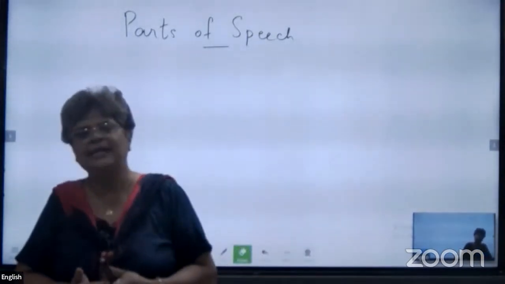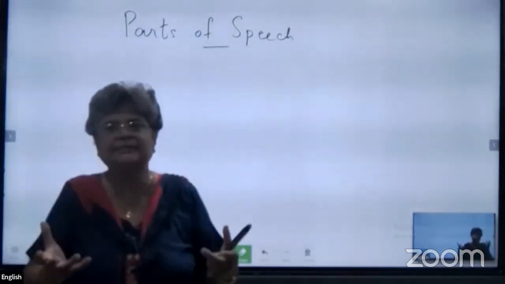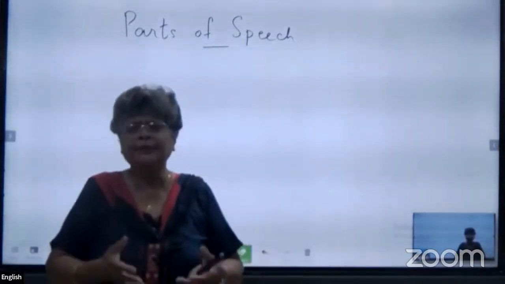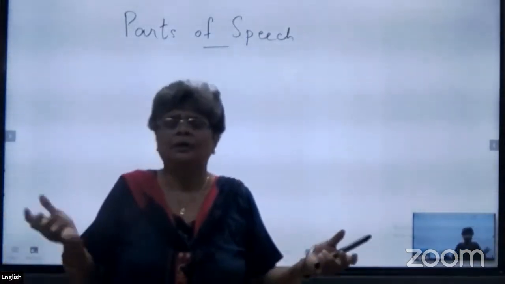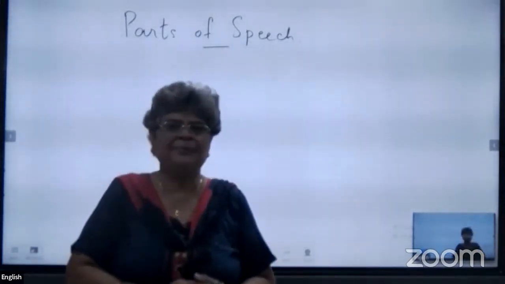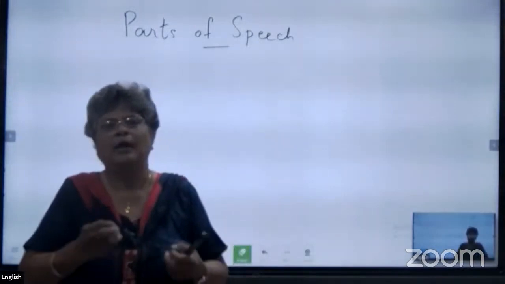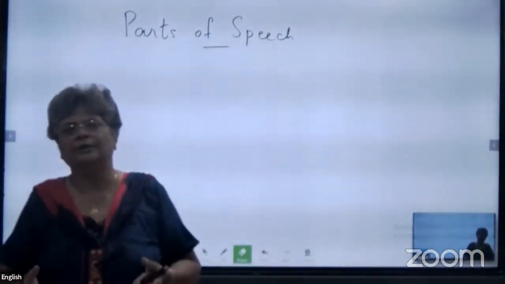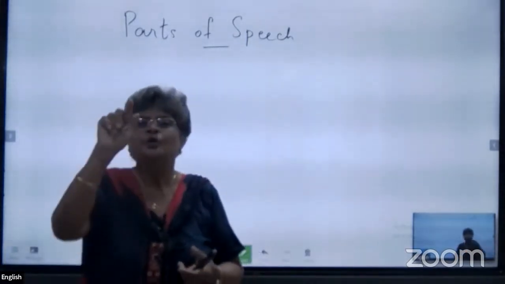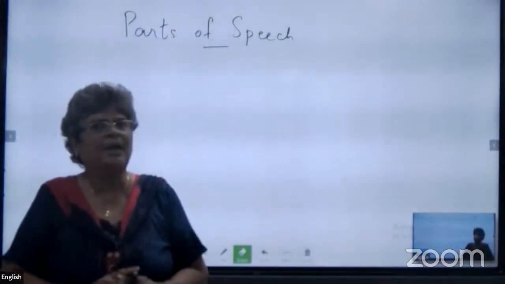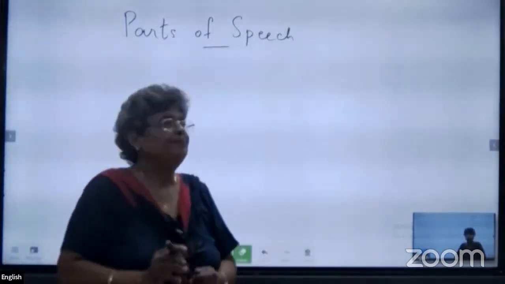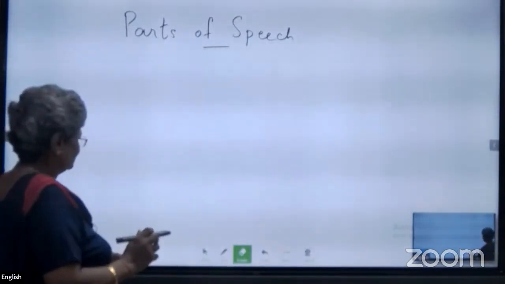And the last is the interjection, which expresses sudden feelings of joy, sorrow, excitement. Usually it is written with an exclamation mark. Hurrah, alas, oh my God, oh, ah. These are soft exclamations. You needn't put an exclamation mark, but just put a comma after that. So with this, we finish parts of speech.